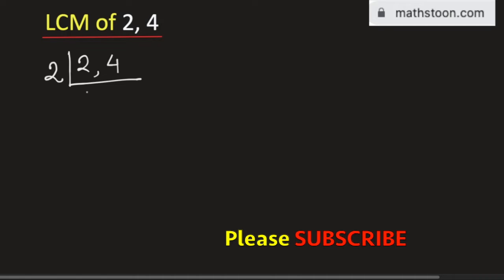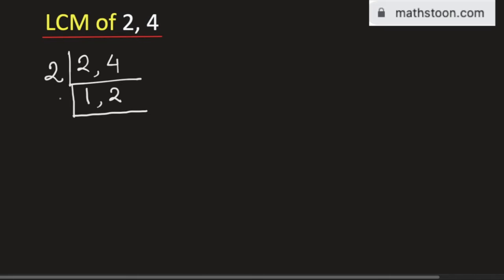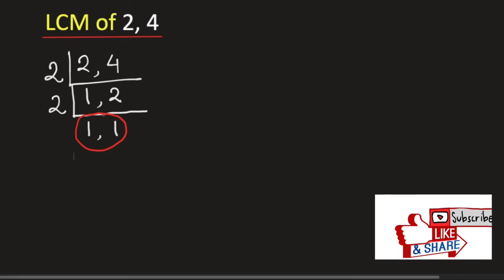See that 2 divides both these numbers. So here comes 2 ones are 2 and 2 twos are 4. Now again see that 2 divides one of these numbers. So we will go for 2 again. 2 does not divide 1, so we will keep it same. And here comes 2 ones are 2. Now once we get 1, 1 here, we will stop.